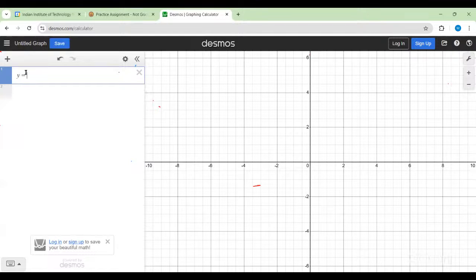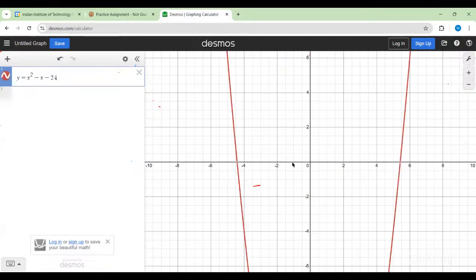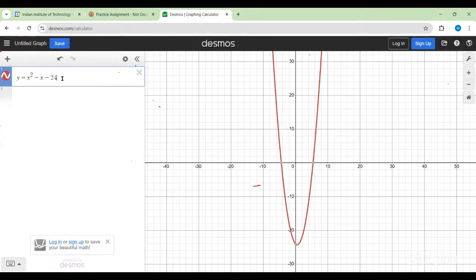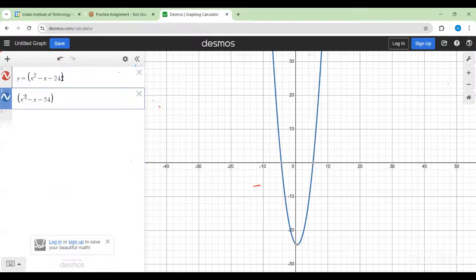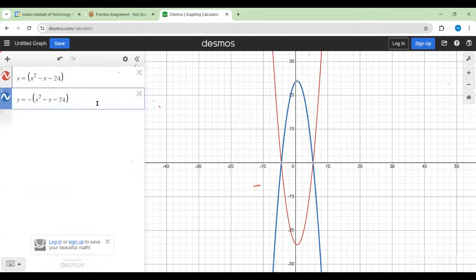So suppose y equals x square minus x minus 42. So this is our parabola. Now we want to reflect it over the x-axis. So what I'll do, let's say that y is equal to minus of this one. So if you take the minus sign, your parabola will get reflected over the x-axis. Instead of y, I'm taking minus y. That's why we are getting reflection over the x-axis.